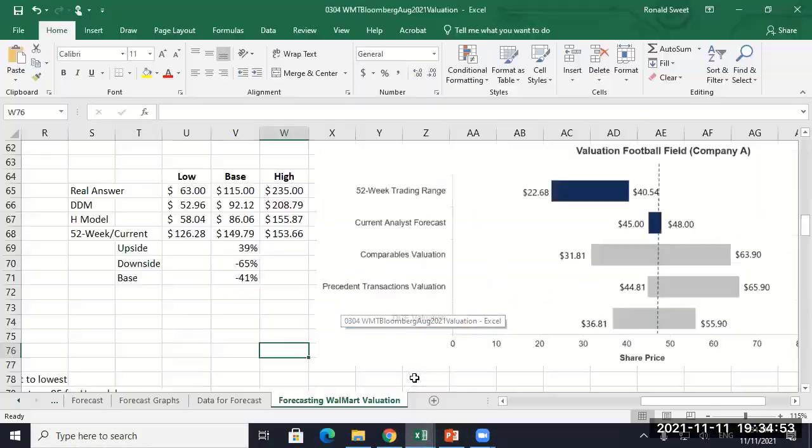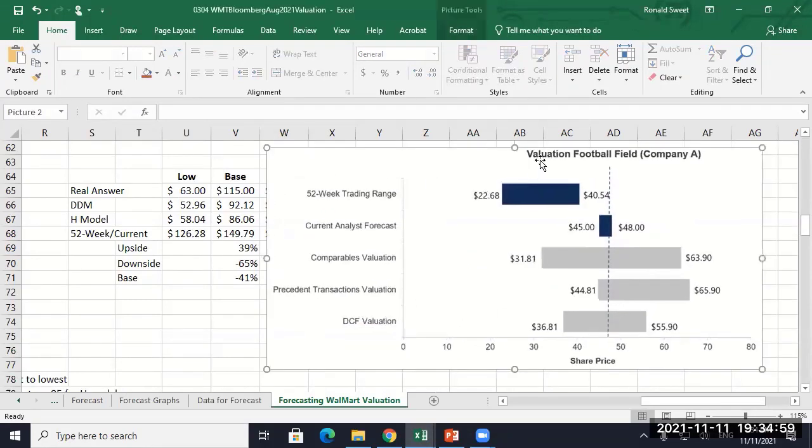All right, so Bond might have won the football field. Let's see if we can actually do it. So here's the football field. I wouldn't call it football field. I would call it valuation summary or valuation analysis.